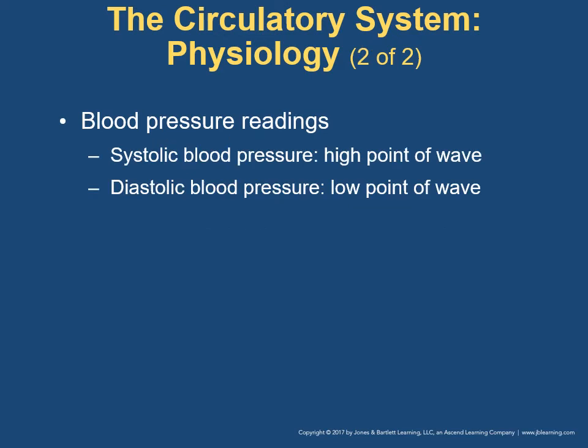Your blood pressure reading comes from the forceful ejection of blood from the left ventricle into the aorta. It is transmitted through the arteries as a pulsatile pressure wave. This can be measured with a blood pressure cuff. That is called a sphygmomanometer.